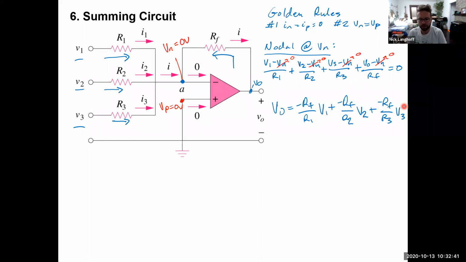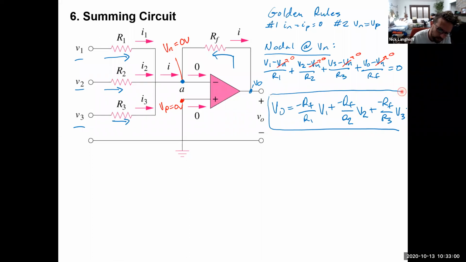Okay, if you multiply through by RF, you get an RF in the numerator on those V1, V2, and V3 terms. All right, so that is in fact the formula for a summing amplifier. We've just used nodal analysis and the golden rules to arrive at that.